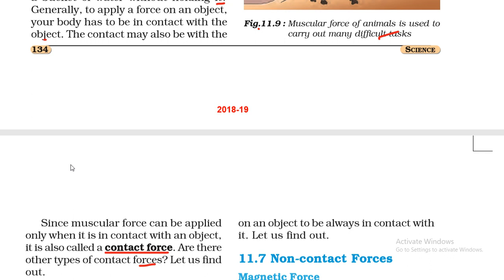Okay, so students, contact forces are those forces which can change the state of an object by touching only. Without touching they cannot affect any object. Examples of these forces are muscular force and tension. You can say other forces. So try to search for other contact forces.